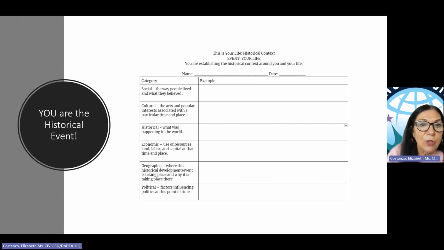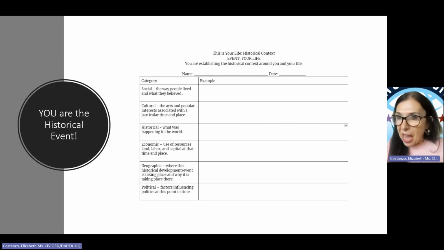So for example, you have the social, the way people live and what they believed. We have historical, what was happening in the world? What's going on right now? Because this is your time. How about another one? What's happening with politics? What's influencing the political place that we live in right now? So we're going to take about 5 minutes for you to think of examples from your life and what's happening in the world today, that if a person 50 years from now was looking at this, they could get some historical context or the setting from which you live.